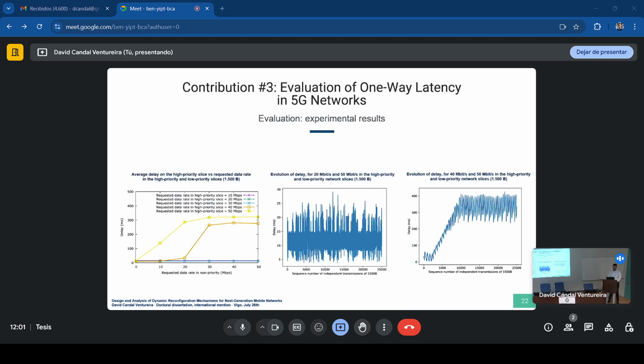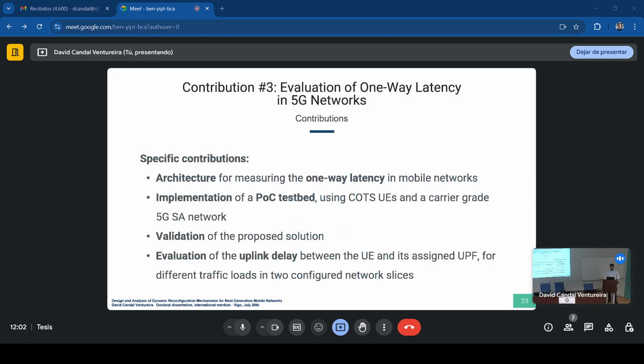These pictures here are an example of the result we got with this framework. The picture at the top left shows the delay in the communications for different loads in different network slices with different priorities, whereas the other two show the evolution of the delay in the time domain under regular conditions or saturation. And summing up, in this work we presented a framework for measuring the delay in either uplink or downlink between any two nodes in a mobile network. We implemented this solution in a testbed and measured the delay of our 5G standalone network under different loads across multiple network slices.